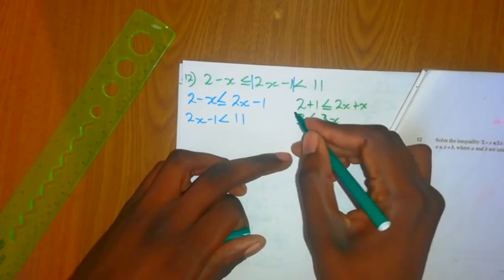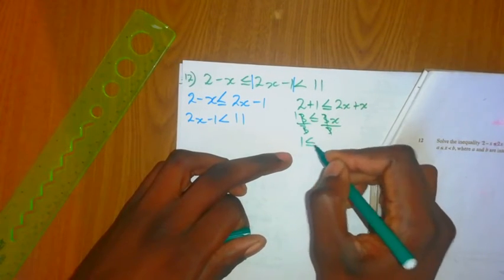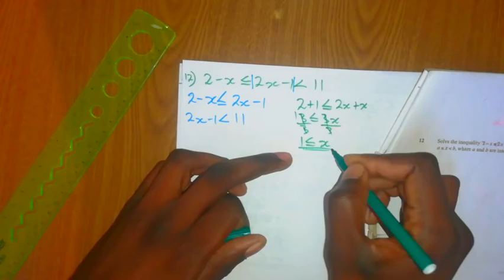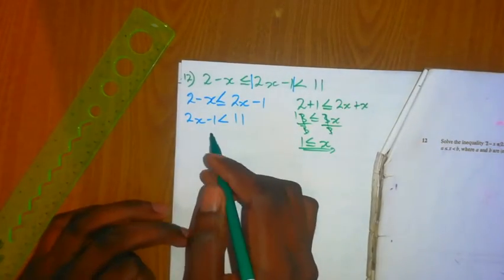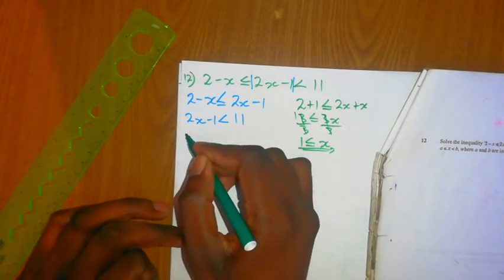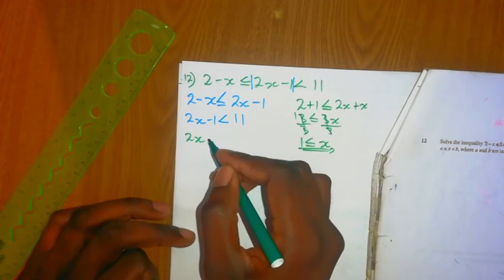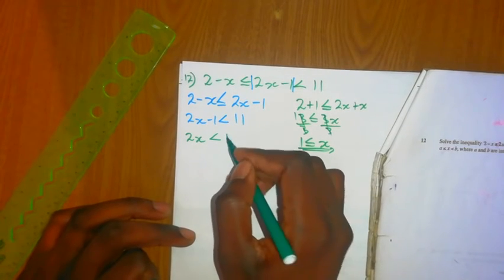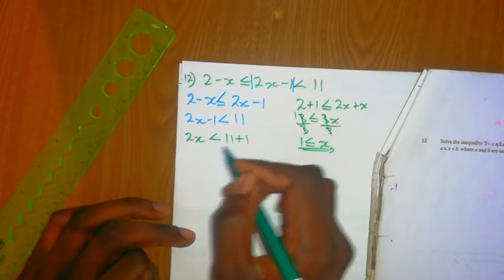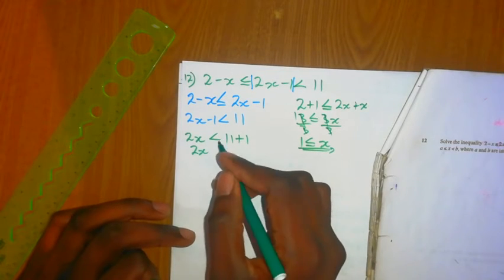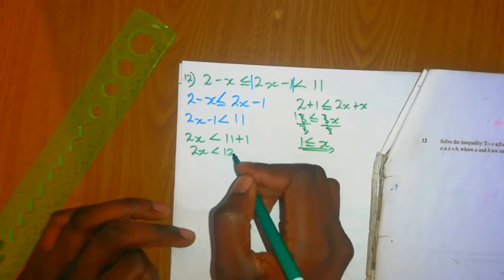So it's now 1. So 1 is less than or equal to x. That is my answer. Then I'll solve that one. I'll collect my like terms. I'm going to have 2x is less than 11 plus 1. So it's now 2x is less than 12.